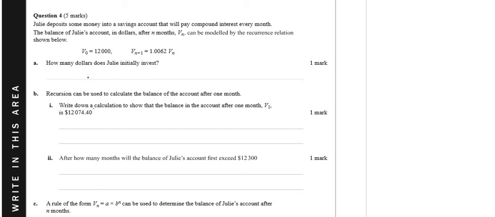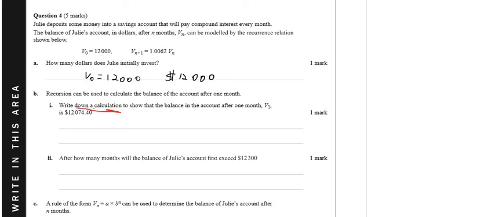First information, that's my V0, and this equals $12,000. So I can write my V0 equals $12,000, or I just write $12,000 over here. Now it says write down a calculation to show that the balance in the account after 1 month, V1, is equal to this amount. So I'm looking for a number sentence to prove that my V1 is equal to that.